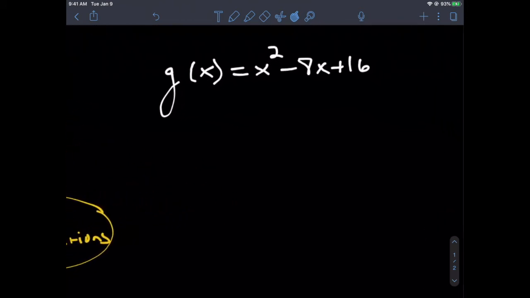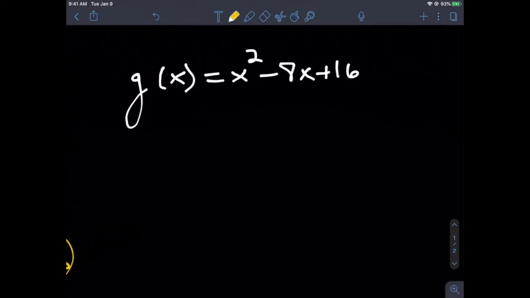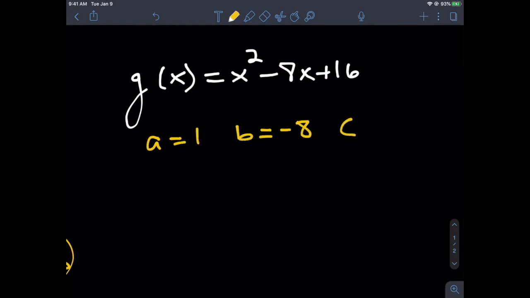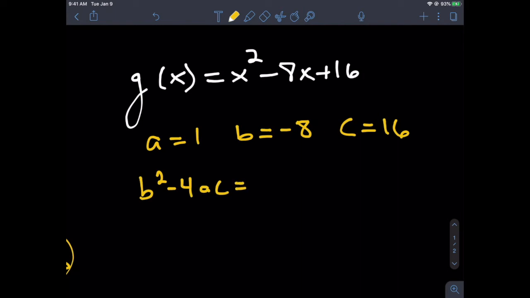Taking a look at g of x here, we're first going to define our a, b, and c values. a, the number in front of x squared, is equal to 1. b, the number in front of x, is negative 8. And c, our constant term, is 16. We're going to plug into b squared minus 4ac. We are again looking for the sign of our answer. b was negative 8, a was equal to 1, and c was 16.